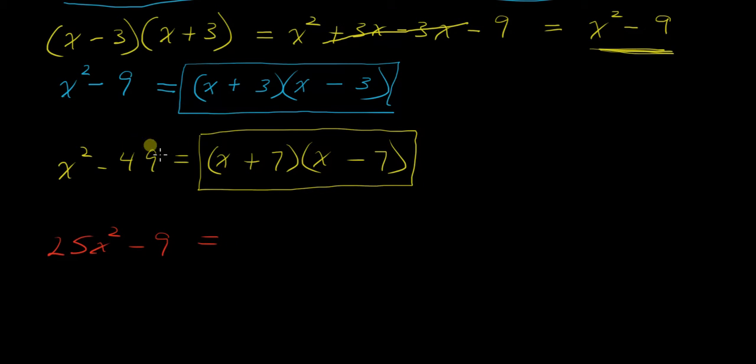Okay, this one's slightly more complicated because there's more going on here than just an x squared, but 25 is a perfect square, isn't it? So the square root of 25 is 5. I can do the exact same thing here.